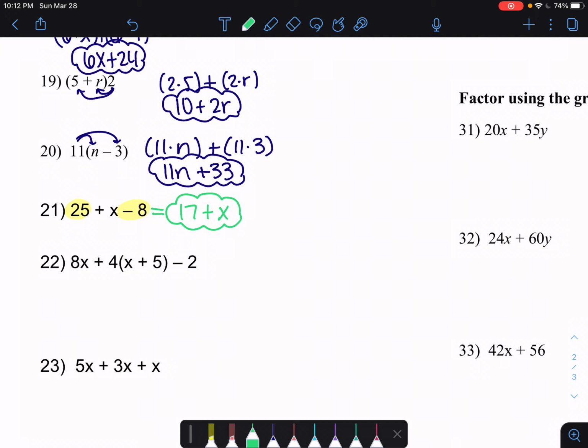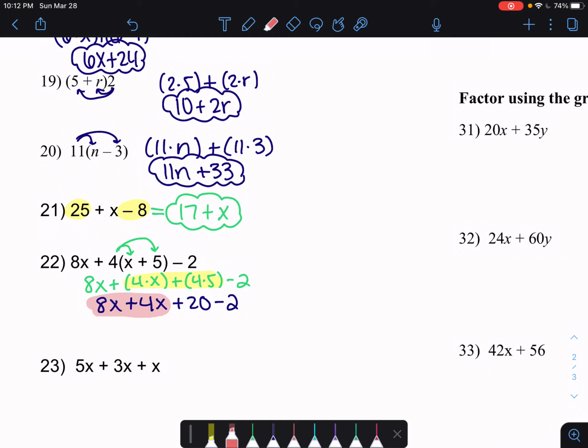In number 22, I'm going to distribute and combine like terms. So I'm going to have 8x plus 4 times x plus 4 times 5 minus 2. So I've got to do this chunk first. So I'm going to have 8x plus 4x plus 20 minus 2. Now I've got 8x plus 4x and then 20 minus 2 as my like terms. So I've got 12x plus 18. Okay, remember you're deciding what can be friends and what can't.